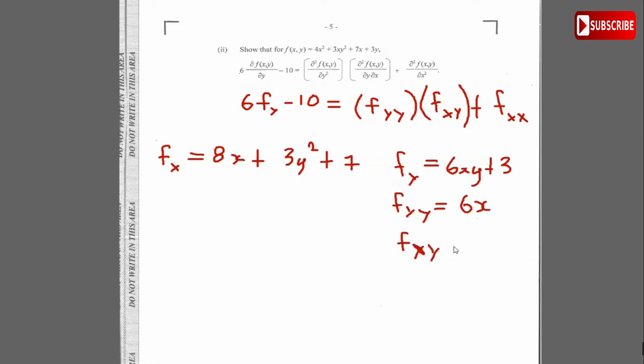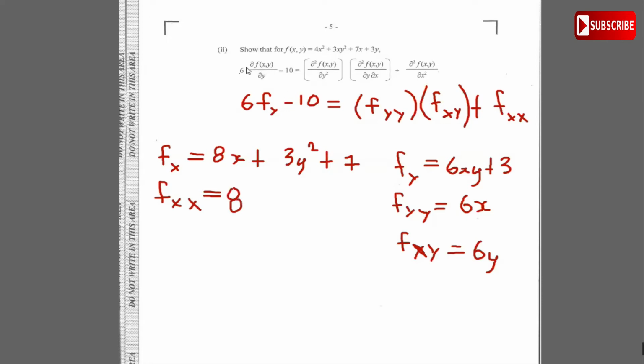Finding fxy means we're differentiating this right here with respect to y. We just get 6y. When you differentiate 8x with respect to y, you get 0. All right, and then 3y squared is 6y. Now let's find fxx. To find fxx, we're differentiating with respect to x, and that just leaves 8.